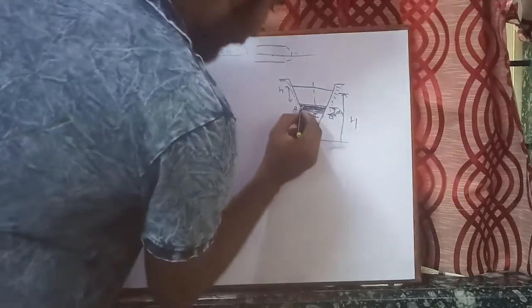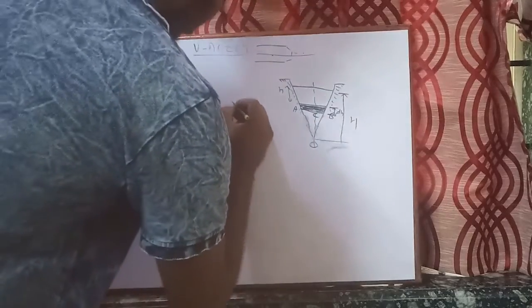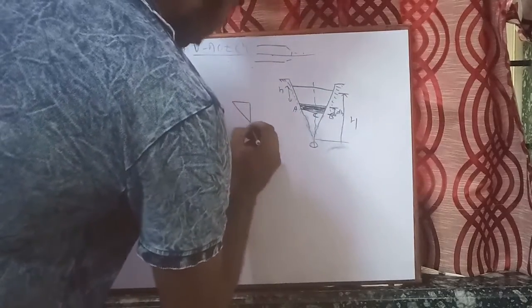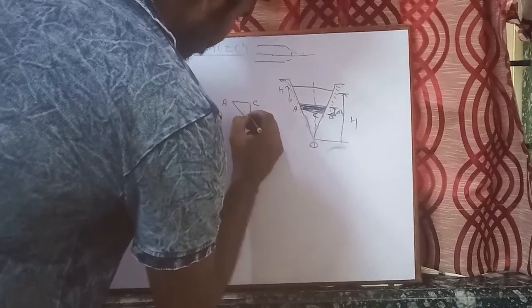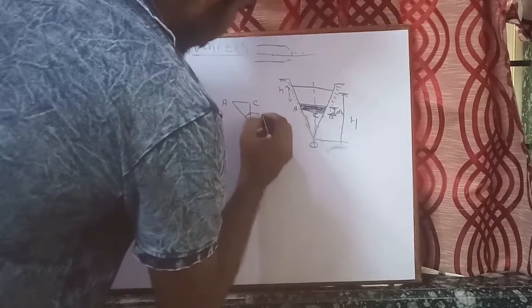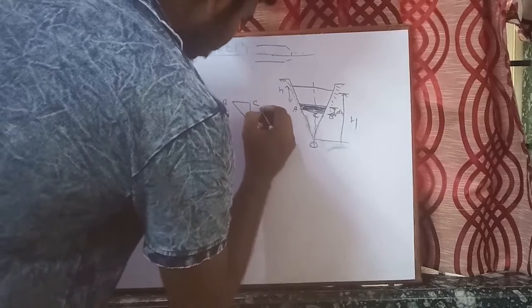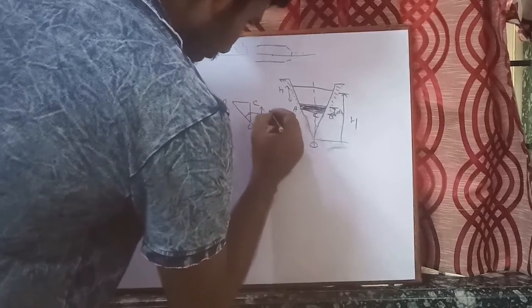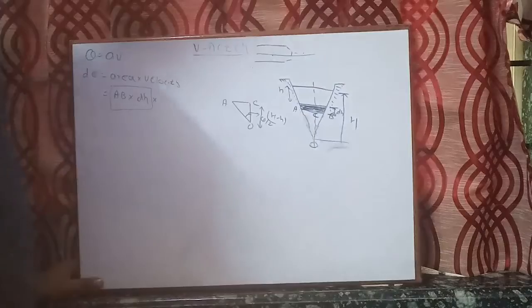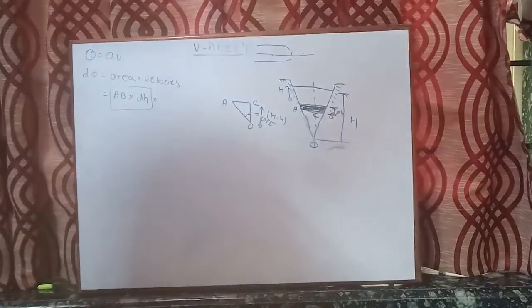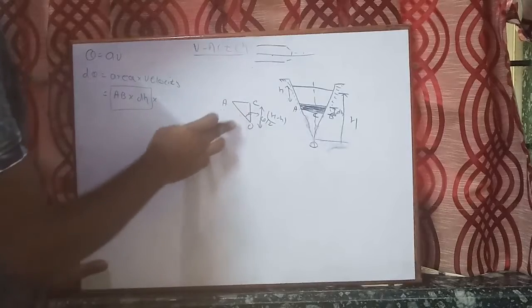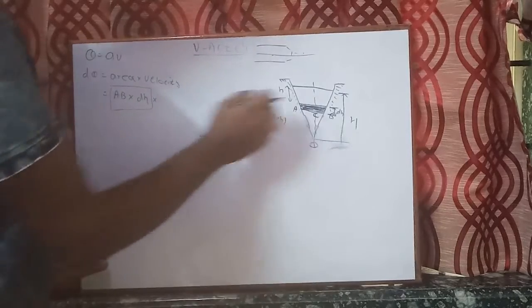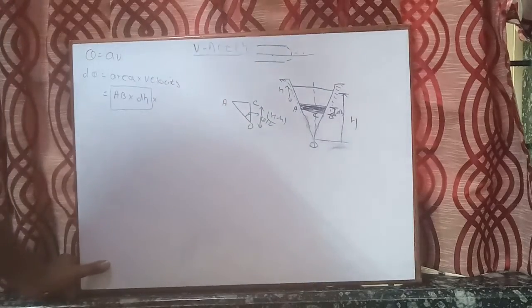We will take a small triangle here like this. Let's take a small triangle OCA. This angle will be theta by 2, and this height will be H minus h. Right? H minus h will be this remaining height. Now we can find AC easily, right? Because if we find AC, we can find AB. Correct? So let's find AC.